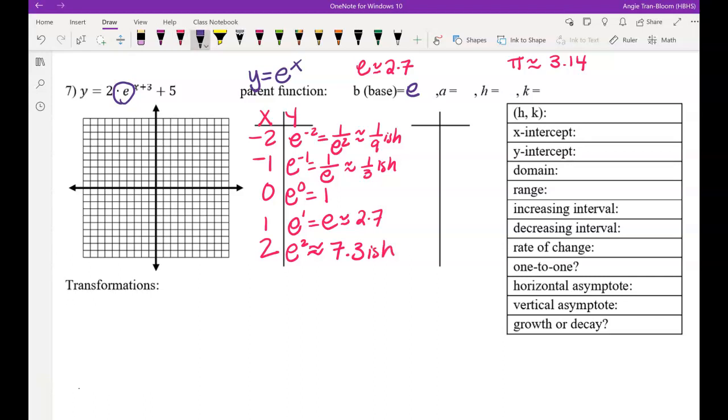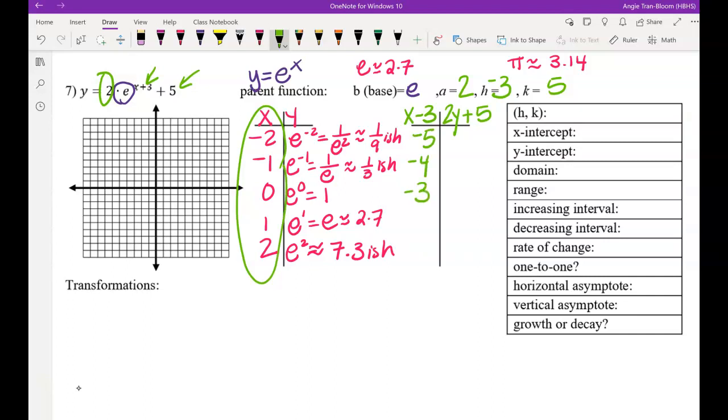Transformations, and yes, you can use a calculator on this. We have a 2 being your a value. So a is 2, h is -3, and your k is going to be 5, okay? So 2 is your a times y, and then we are going to plus 5. And your x is going to be x minus 3. So take all of these right here, and we are going to minus 3. So -5, -4, -3, -2, and -1. And now we take all of these right here. Yes, you're going to need to use a calculator and crunch out the numbers.